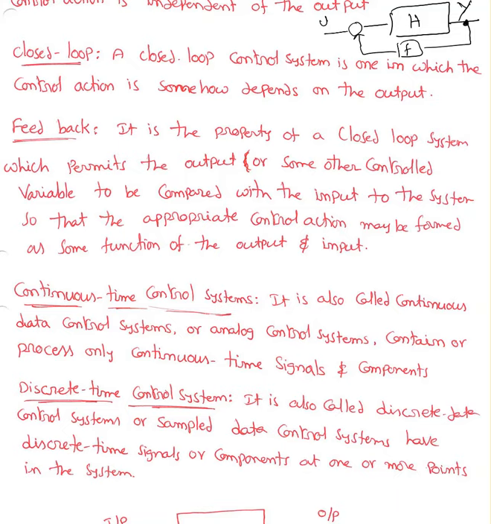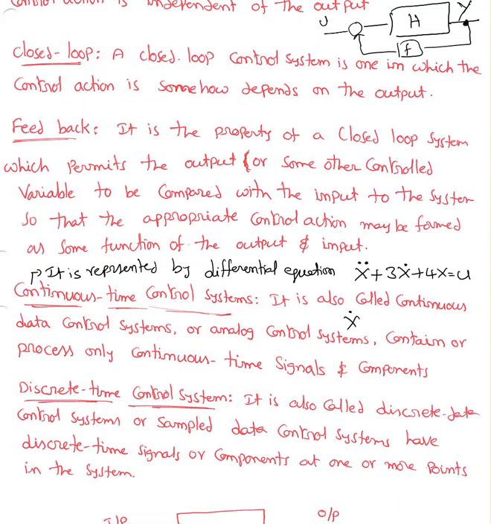Now, continuous time control system. It is also called continuous data control system or analog control system. It contains or processes only continuous time signals and components. A continuous system is represented by differential equation. So x double dot plus 3x dot plus 4x equal to u. We know that x dot is nothing but dx by dt. So it is double differentiation, so that's a continuous system.